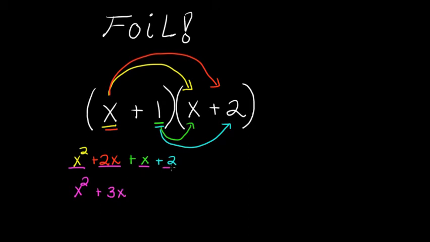And then I have a constant, which is just a number by itself. And there's only one of those, so we can just go ahead and copy him. And this would be our answer to this FOIL. Let's go ahead and take a look at another example.